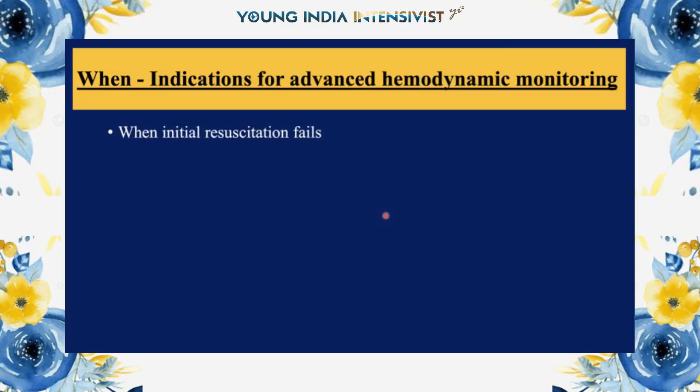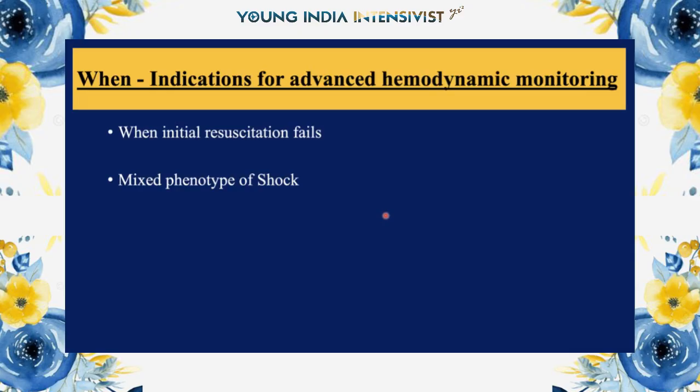Then coming to the when: when the initial resuscitation fails, or when you have a mixed phenotype of shock. For example, if a patient comes with diarrhea and severe dehydration, then probably you can manage the patient with just a non-invasive blood pressure cuff.